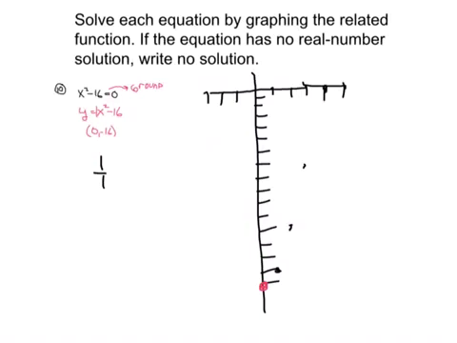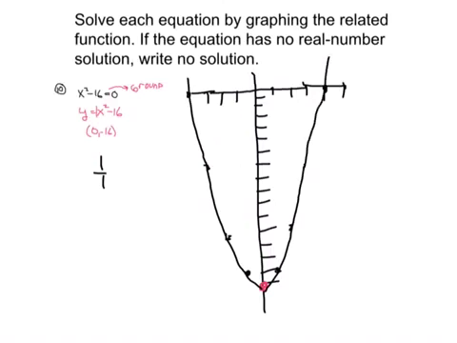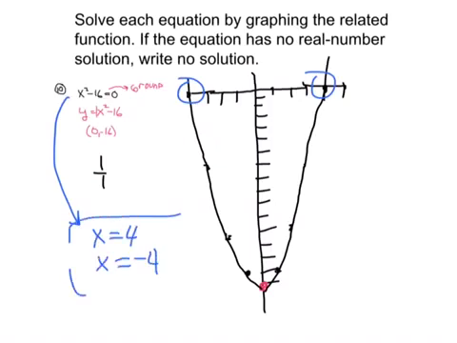And the same thing happens with the negative. So up 1, left 1, up 3, left 1, up 5, left 1, and up 7, left 1. So when we graph our parabola, we see that the x-intercepts are at 4 and negative 4. So the answers to this equation are x equals 4 and x equals negative 4.